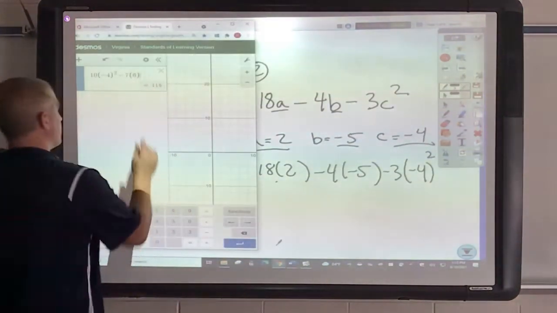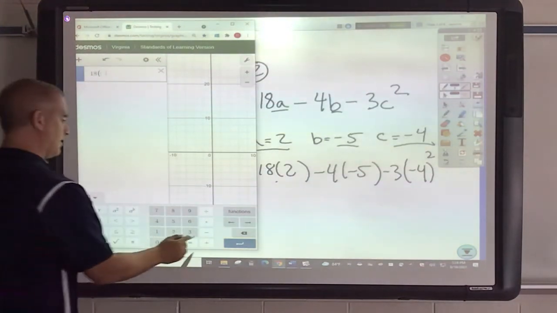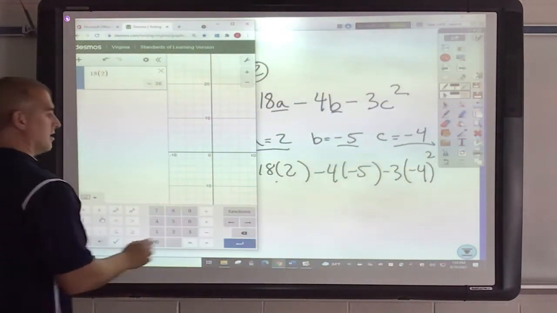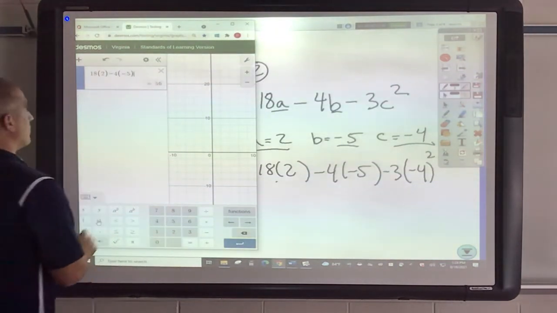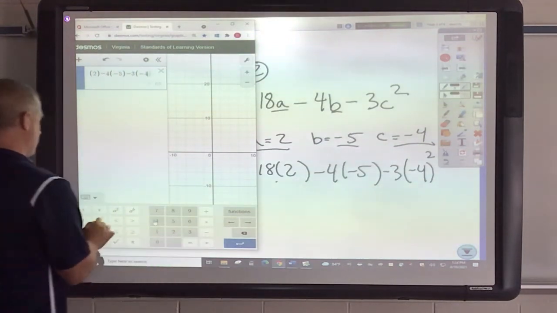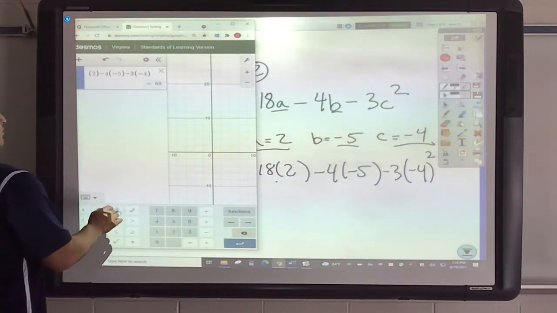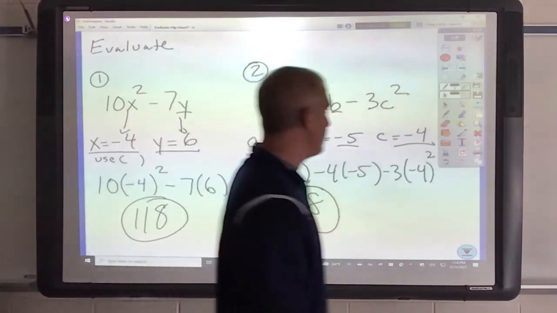All right, so I got 18 parentheses, 2, -4 parentheses, -5, close them, -3 parentheses, -4, close them. Squared is this little 2 button there, and I get an answer of 8. Okay, all right, that's how simple these are.